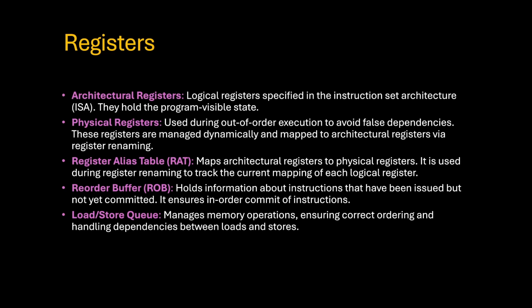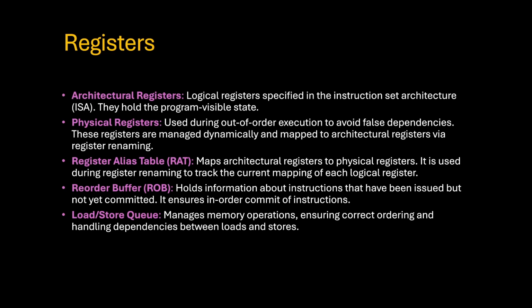Architectural registers are logical registers specified in the instruction set architecture. They hold the program-visible state. A physical register is used during out-of-order execution. To avoid false dependencies, these registers are managed dynamically and mapped to architectural registers via register renaming.